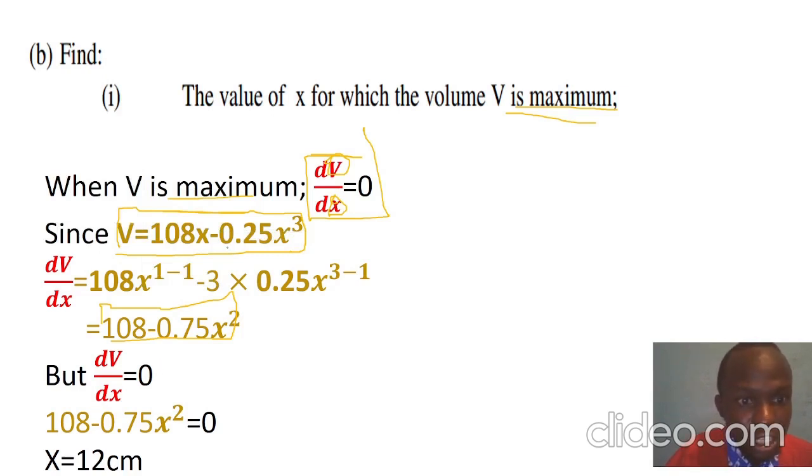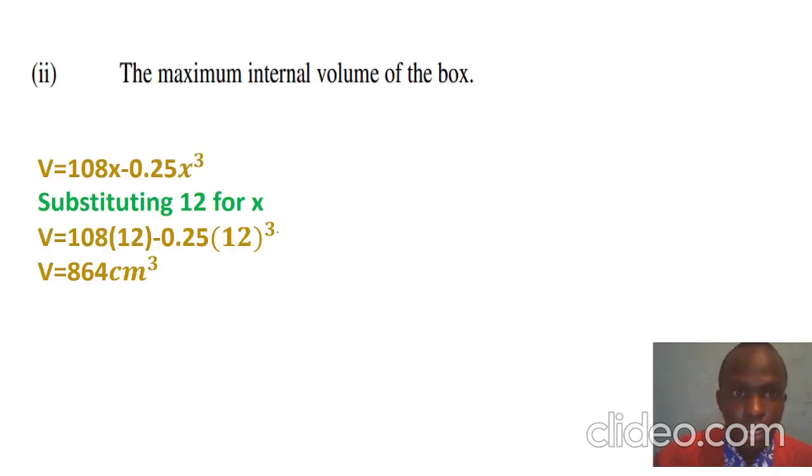So our function here, the function is V equals 108x minus 0.25x cubed. And we have already found that the value of x is 12 when this V is maximum. So we are going to substitute the value of x in this function of ours. So find the maximum internal volume of the box. Substituting for 12, we come up with 864 cubic centimeters.